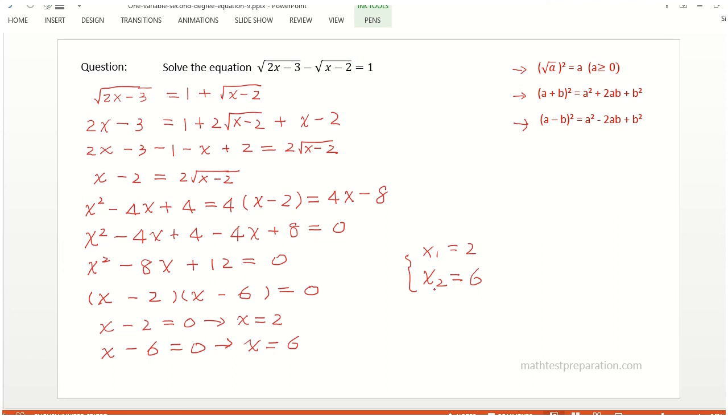Now apply x2 equals to 6 to the original equation. Find left side of the equation equals to right side of equation. So x2 equals to 6 is the solution of the given equation. Now we get two solutions for the given equation.